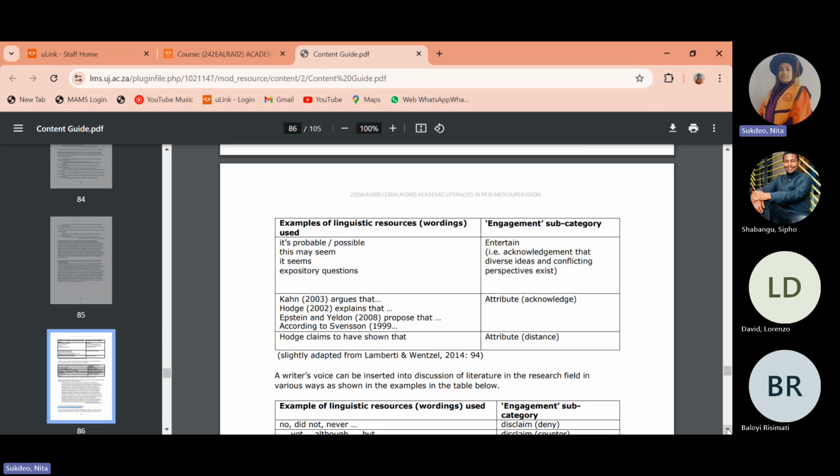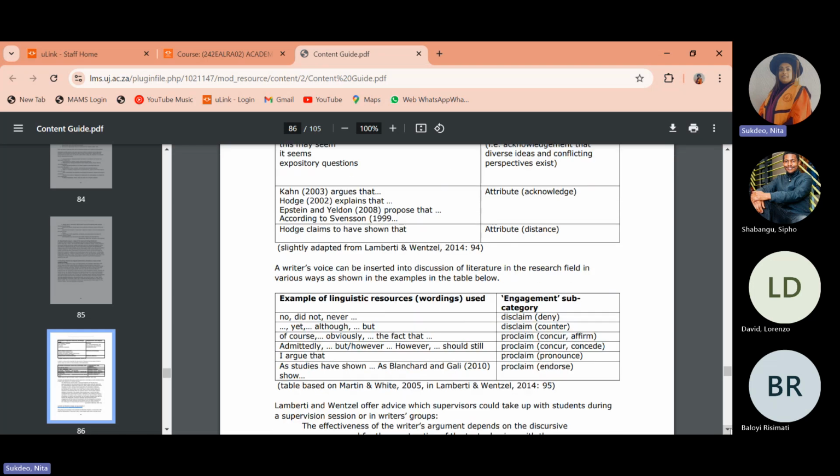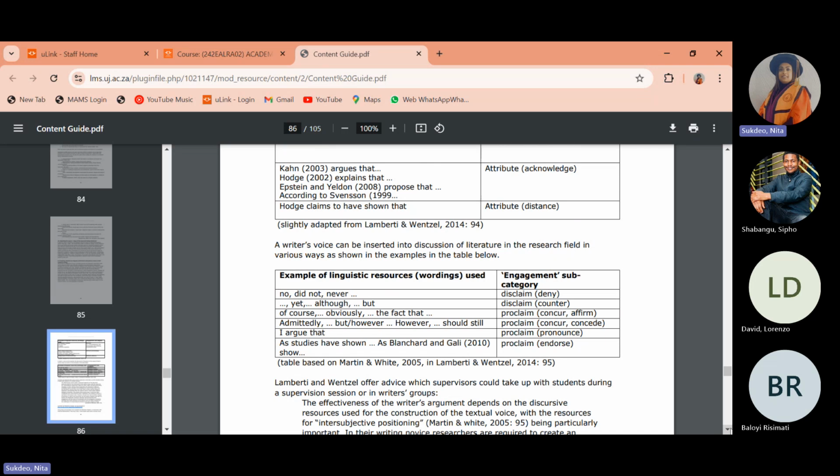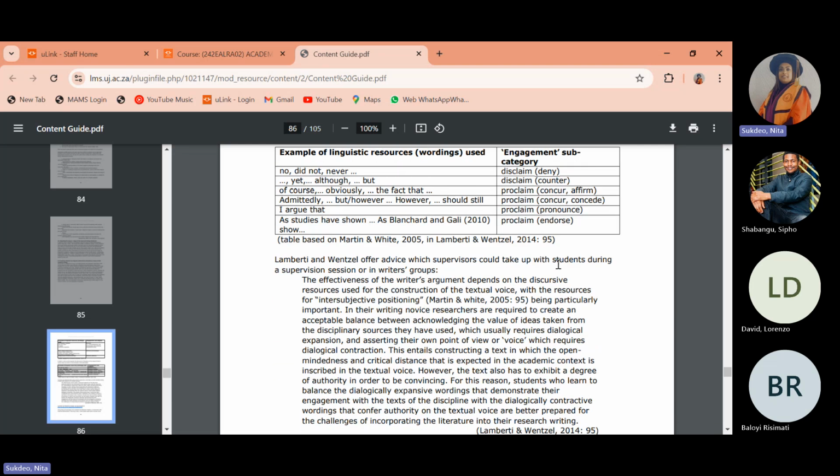Then it tells you how to write, the wordings that you need to use: argues that, explains that, proposes, according to, supports, concurs, claims. These are the verbs that we use when we are building our argument. It also tells you some more of the words that are used when you start an argument, when you are disclaiming something or proclaiming something, saying that this is endorsed by, this is concurred by, this is supported by, because somebody is supporting or proclaiming what your argument is.